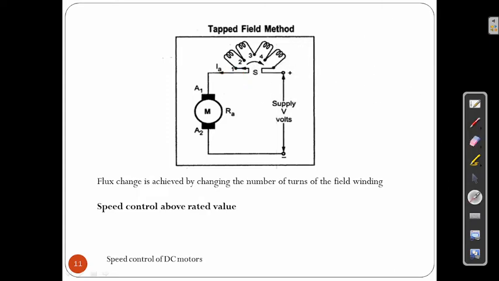the current IA. From this differentiation, we can easily control the speed of this motor. Here we tap according to this tapped field method, and then we can vary the speed of the motor. We can vary the flux with the help of tapping the number of turns of the winding. This is the tapped field method.